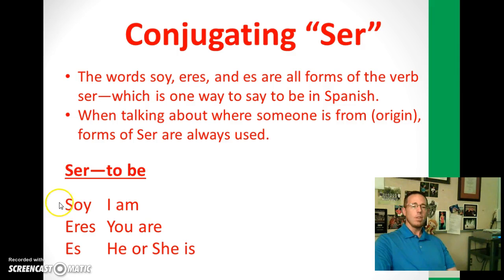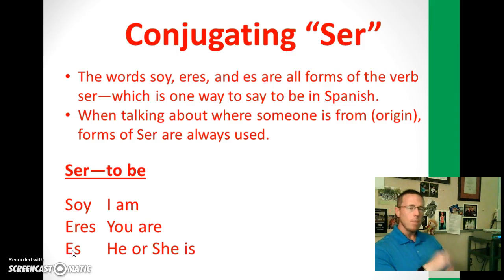A few examples of this are soy, which means I am. So a conjugation of ser that means I am is soy, yo soy. Eres means you are. It's a conjugation of tú for ser. And then es can mean either he or she is. So él es is he is. Ella es is she is.